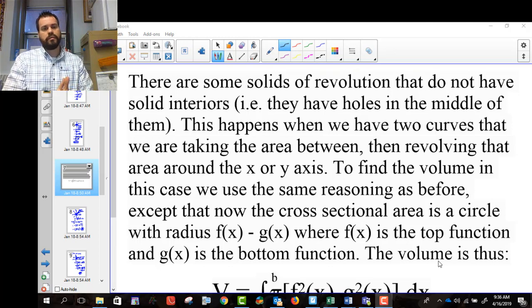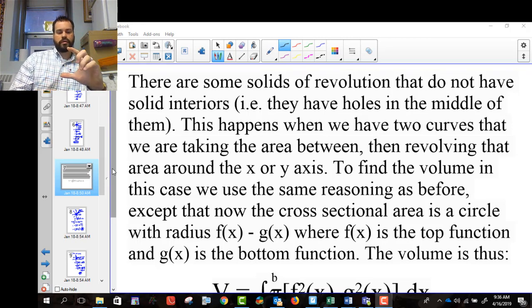So we're going to just pick up where we left off in the last video. We're going to talk about how sometimes the solids of revolution don't have fully solid interiors. What that means is, instead of the area going all the way down to the x-axis, there's actually an area that is between two different functions.